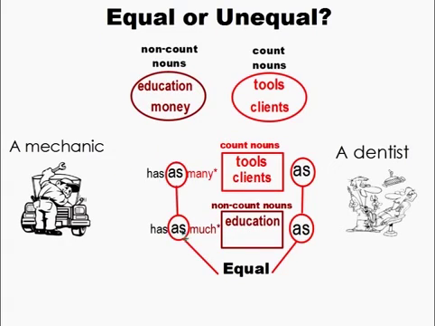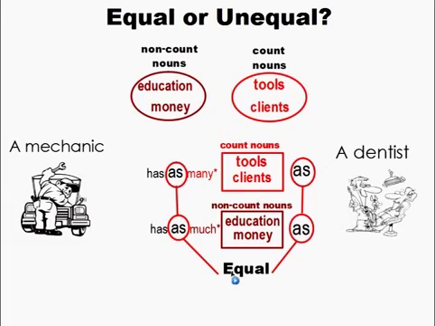Again, if I'm going to use a non-count noun, then I'm using much. So a mechanic has as much education as a dentist. Maybe that's not true, but that's an example. Or money, a mechanic has as much money as a dentist. Again, maybe that's not true, but it's an example. But remember, I'm using much for the non-count nouns. And I'm using as and as to say that they're equal.